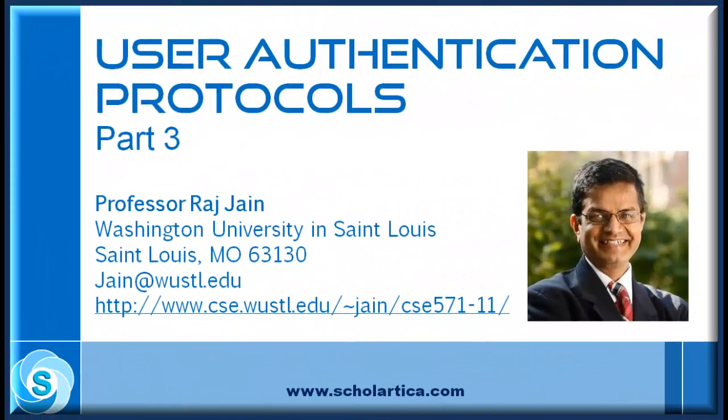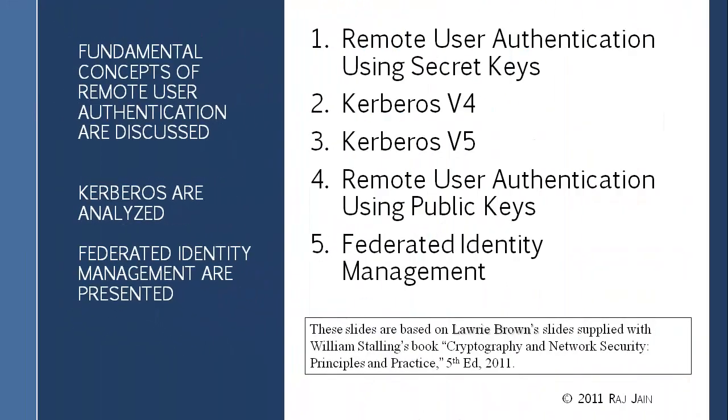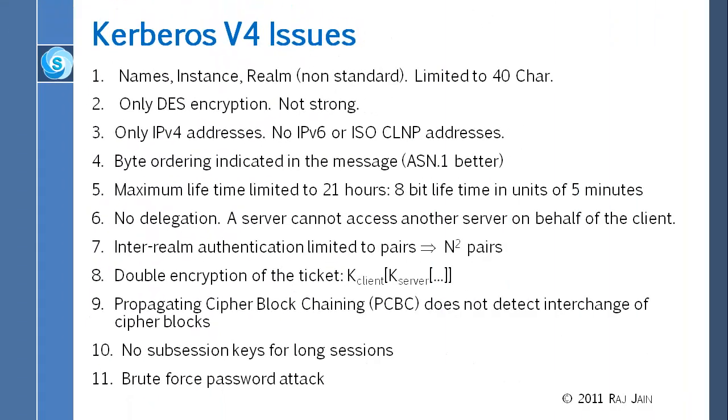Now, still with Kerberos version 4, while it was good for MIT, as we started adopting it, there were lots of problems, and Kerberos version 5 had to be developed. So what are the problems with version 4? First of all, everything was non-standard. Names, instances, realms, everything was limited to 40 characters.